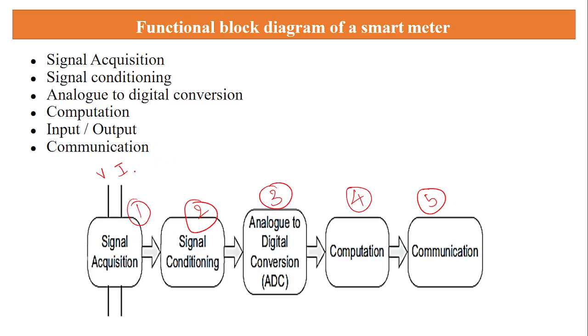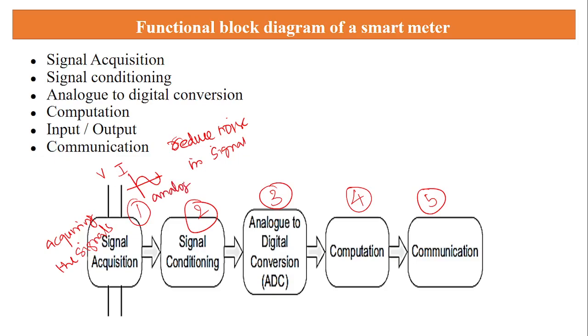So what is the function of signal conditioning? Signal conditioning will reduce the noise in the signal, because whatever data is acquired, these signals are in analog form only.